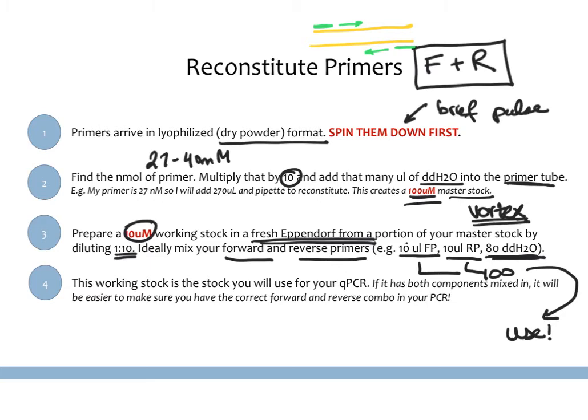As I said, if it has both components mixed in, it's just a tip. It will make it easier to make sure you have the correct combos. But you could also just make 1 to 10 stocks of each forward and reverse separately if you prefer to do that.